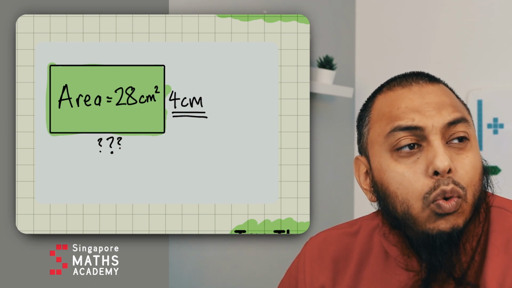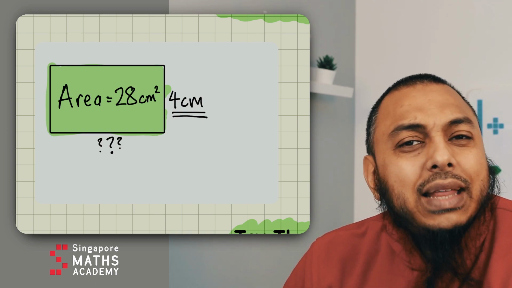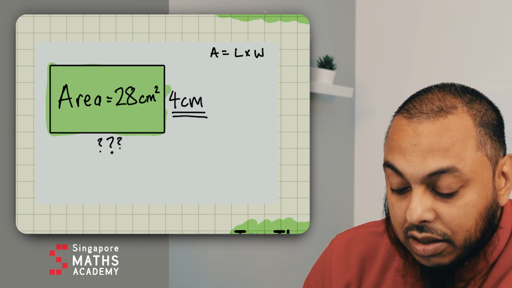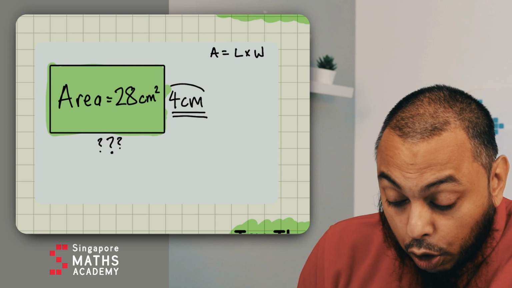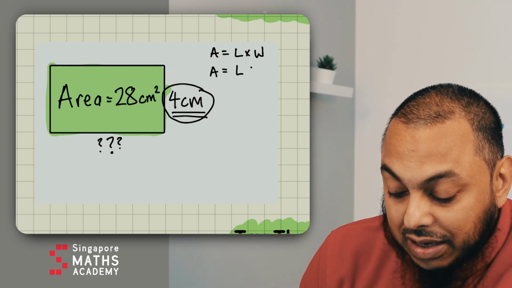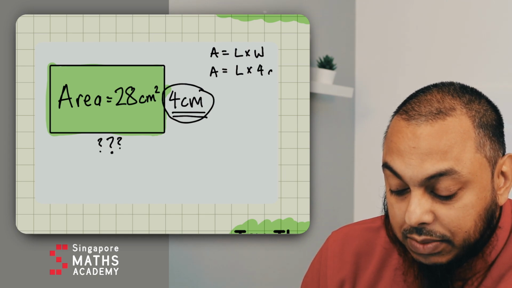If I know the area is 28, how do we get the area? Area is calculated by multiplying the length by the width. We're told the width, so this area is going to be the length times 4 centimeters, right?